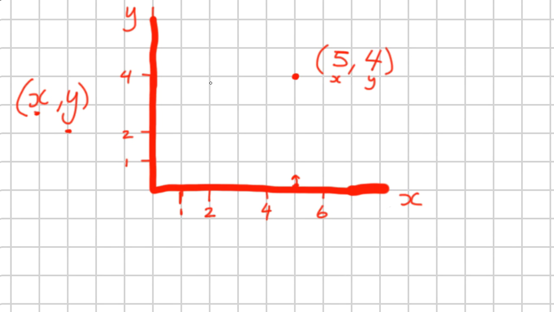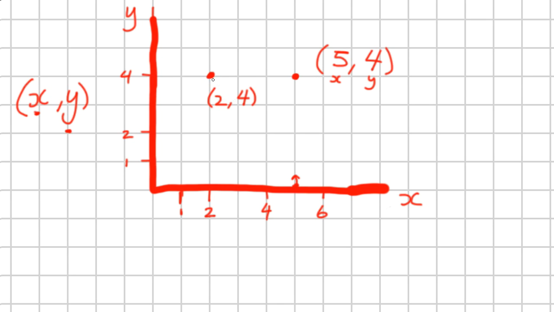Let's do another point. Let's choose this one here. So let's have a look at how far we've gone across. Well, 1, 2 is our x value. We've gone up 1, 2, 3, 4. Its y value is 4. So you can see that these 2 points here, they're on the same line here for y. So they both have the same y value of 4, but they've got different x values.